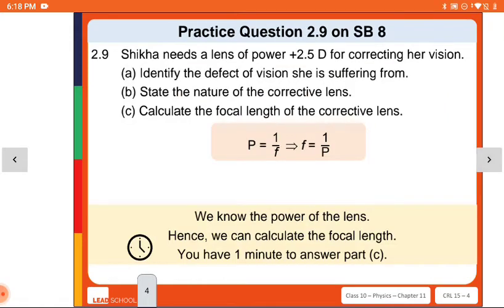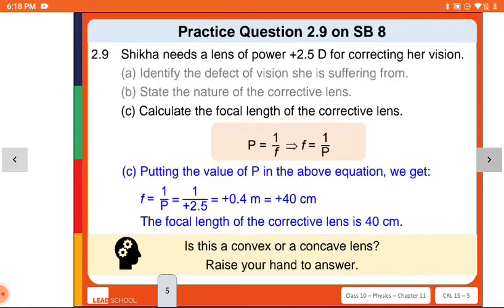So now we are going to practice question 2.9 on your SB8. She needs a power of plus 2.5 diopter. First of all, students, the SI unit of power of a lens is diopter, which is denoted by capital D. For correcting her vision, identify the defect she is suffering from, state the nature of the corrective lens, and calculate the focal length of the corrective lens. So students, first of all, calculate the focal length of the corrective lens.